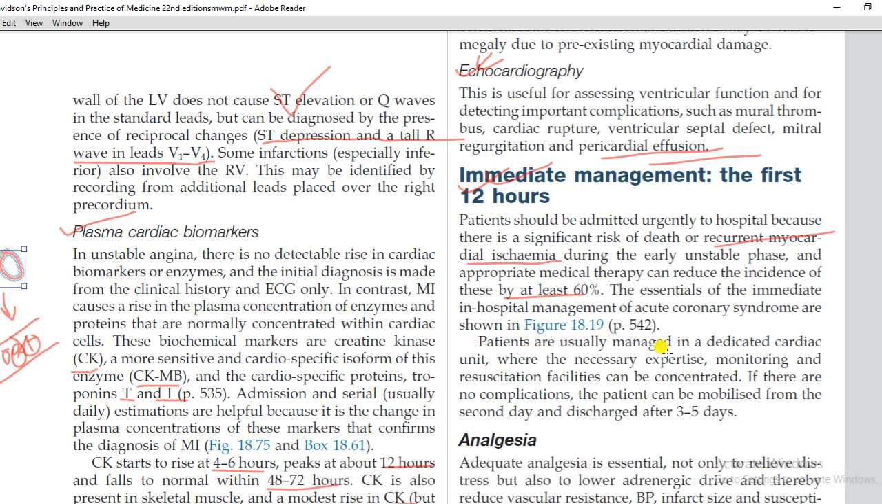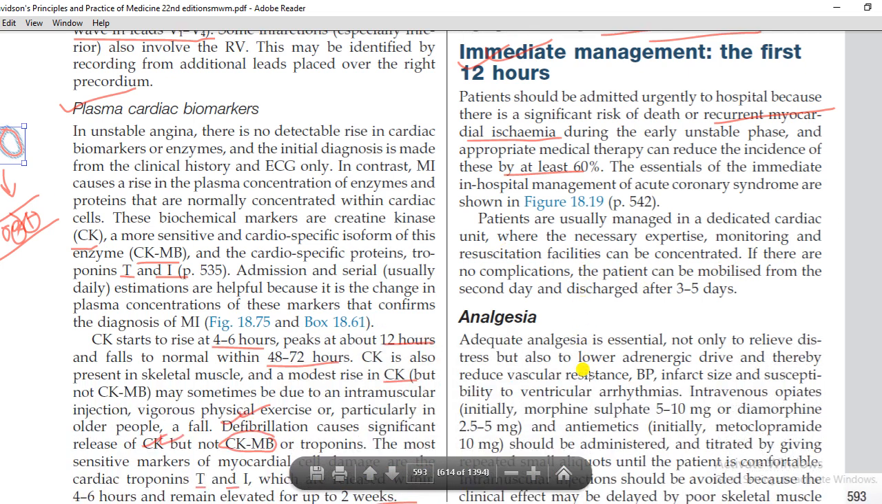The patient is usually managed in a dedicated cardiac unit where the necessary expertise, monitoring, and resuscitation facilities are concentrated. If there is no complication, the patient can be mobilized from the second day and discharged after 3 to 5 days.